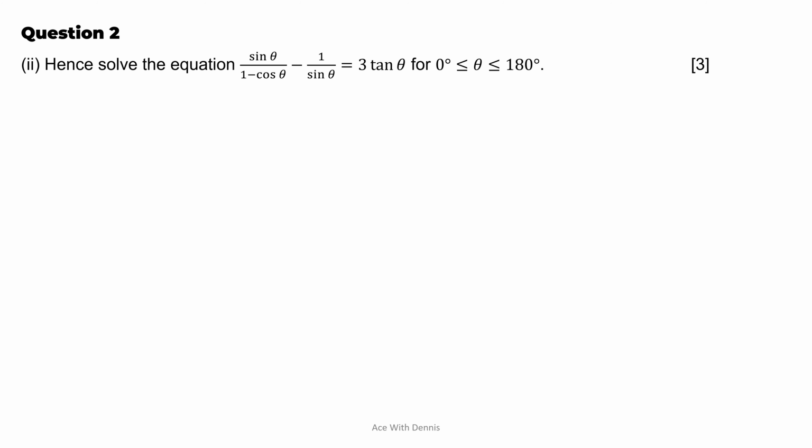Part 2. Hence, solve the equation sine theta over 1 minus cosine theta, minus 1 over sine theta, equals 3 tangent theta, for the range of theta from 0 to 180 degrees. 3 marks.